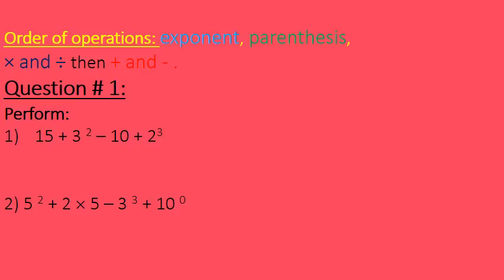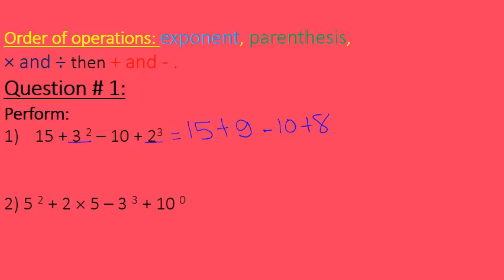We start with what, Muhammad? From the left? We start with exponents. We start first to get rid of the exponent, which are, read the exponents: 3 squared and 2 cubed. Yes. Now what do we write, Muhammad? 15 plus 9 minus 10 plus 8.